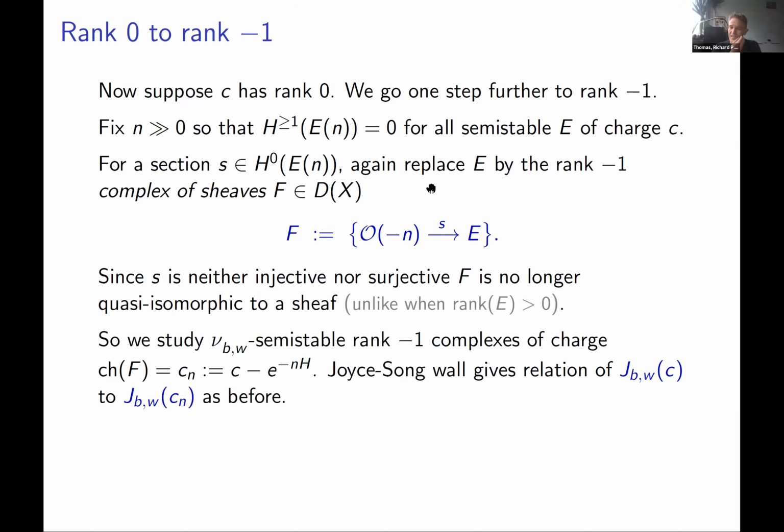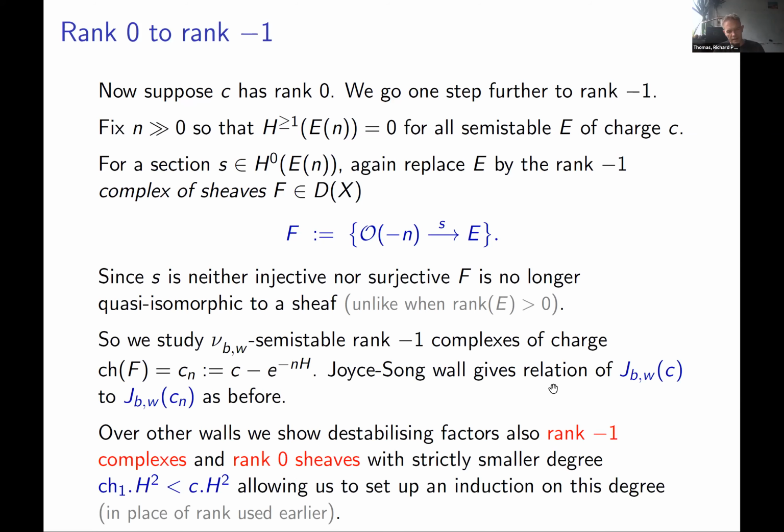Okay, and we do a very similar analysis, and we study these Fs, and these also lie in our crazy abelian category, so it's all set up, it all works fine. And the Joyce-Song wall is just defined as before, and it gives us a relation that we want. And then we have to control the other walls, and this time the control is slightly different.